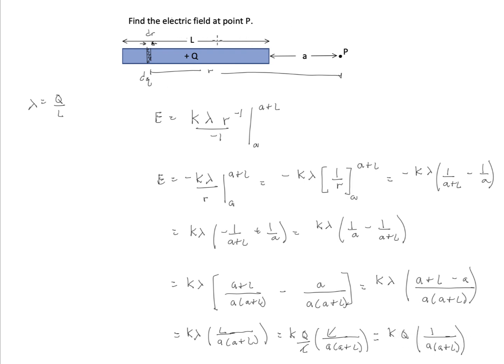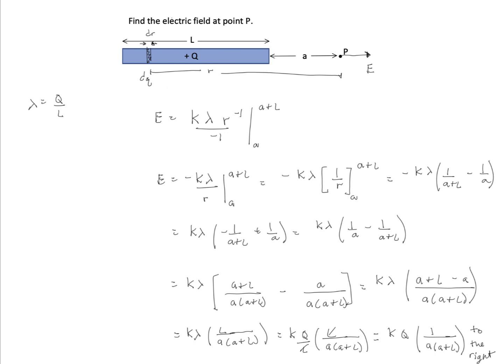And of course, we saw that all of those individual fields were pointing to the right. So this would also sum up to be an electric field to the right. So we'll put that here, to the right. And we have solved this problem.